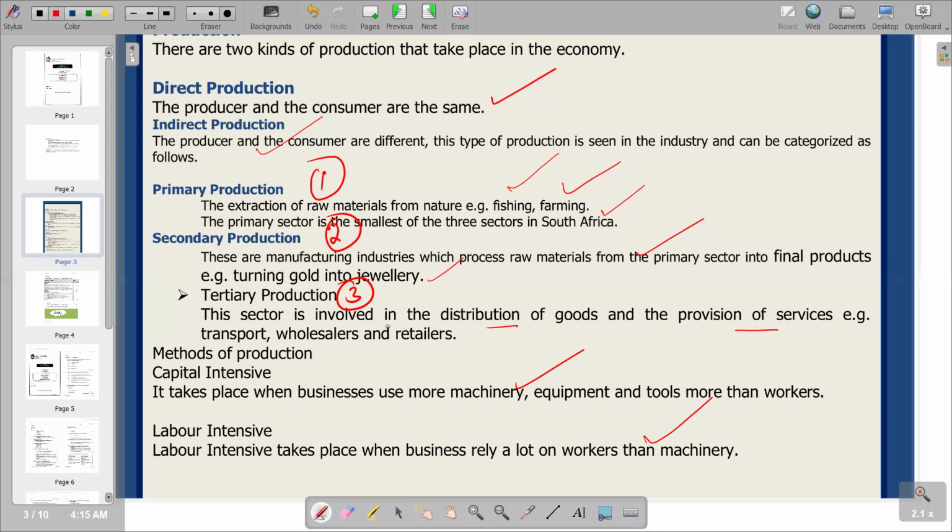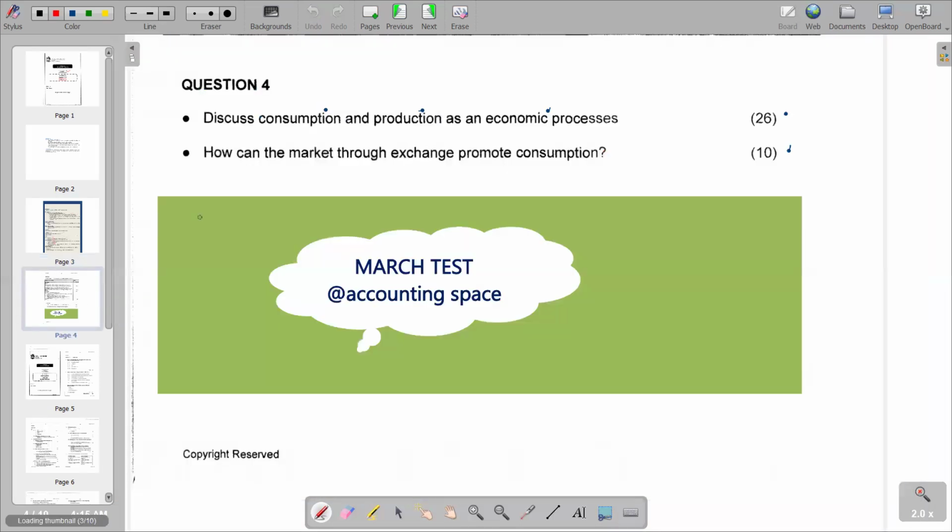So moving on to the last part, which is going to be our additional part. Remember, it is how can the market through exchange promote consumption. Obviously, the market is going to be the center point of promoting consumption. That's where we are going to have goods and services being bought and sold. So buyers and sellers are going to meet in the market.